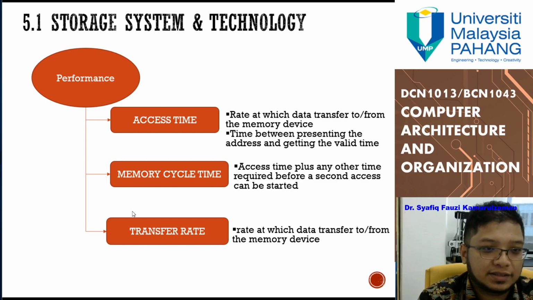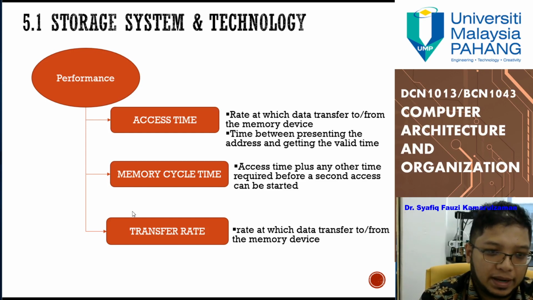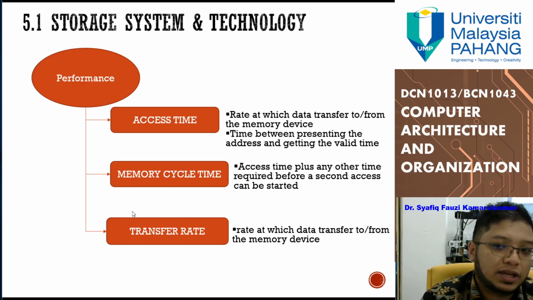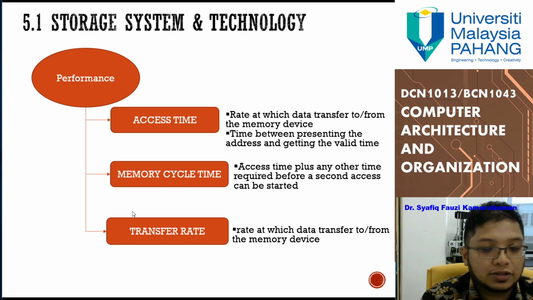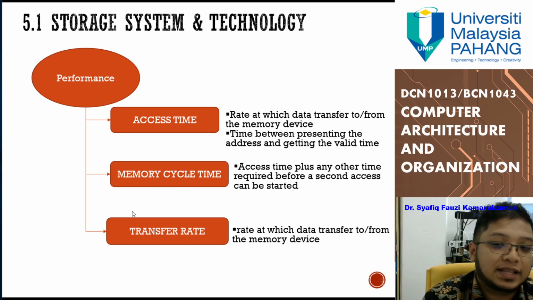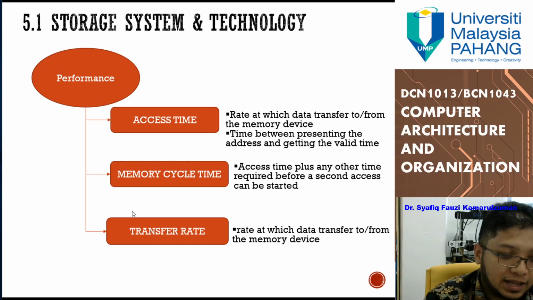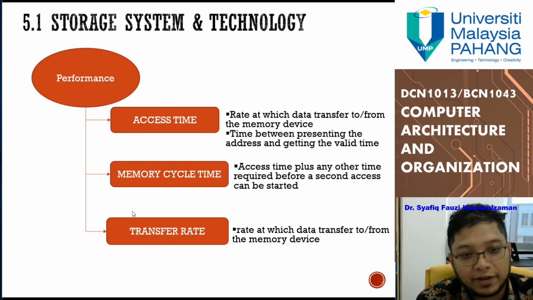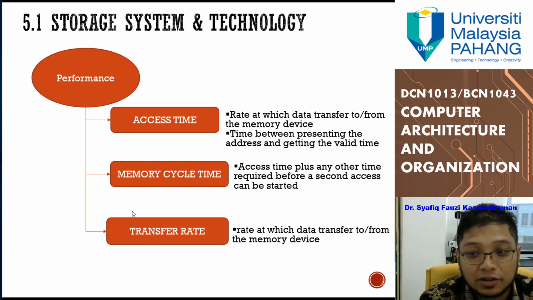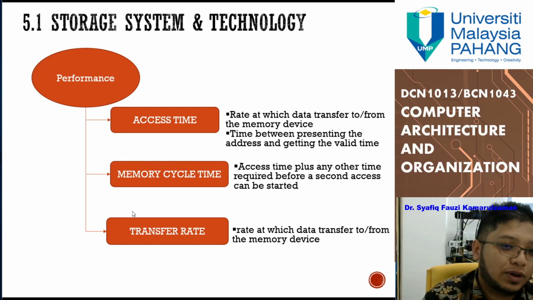So transfer rate and access time are almost similar, except that when you talk about memory, you need to request for data first from the memory. That means you request before you can take the data. So access time usually involves the requesting. Transfer rate usually involves what happens after you request, when you get the data.